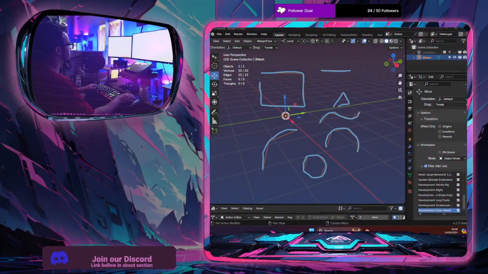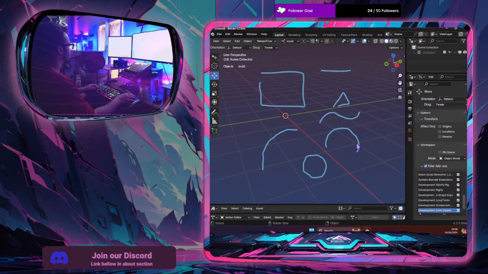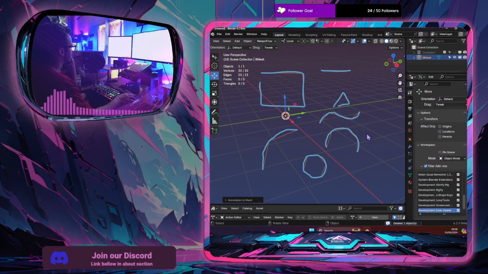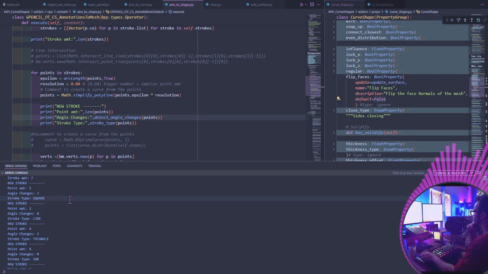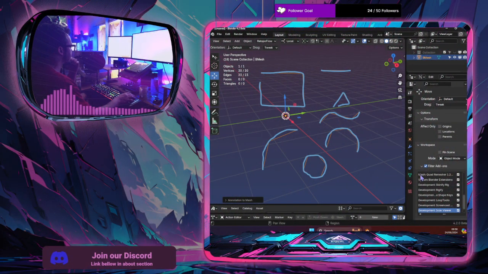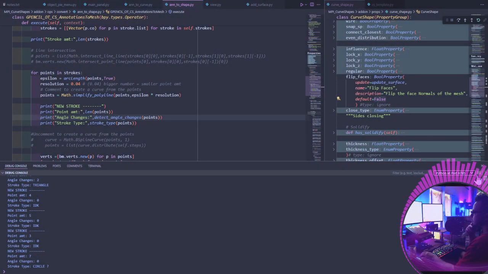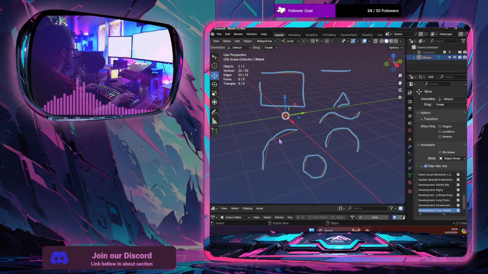Let me run this again then. Probably clear the console. Okay. So first we have a square, that's correct. Then we have a line, a triangle. Then I don't know. And at the end a circle, which is a circle. Okay. Let me just clear everything here.